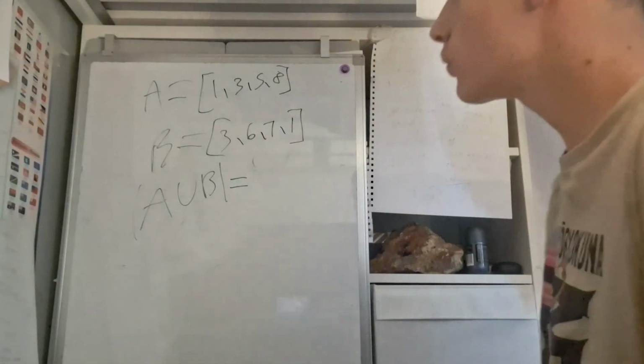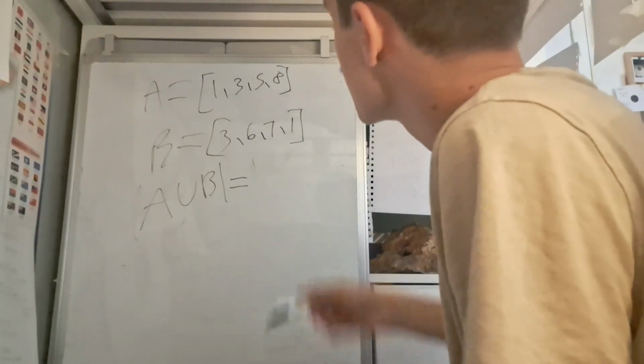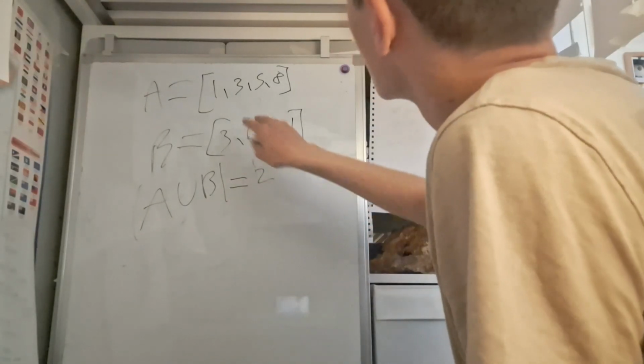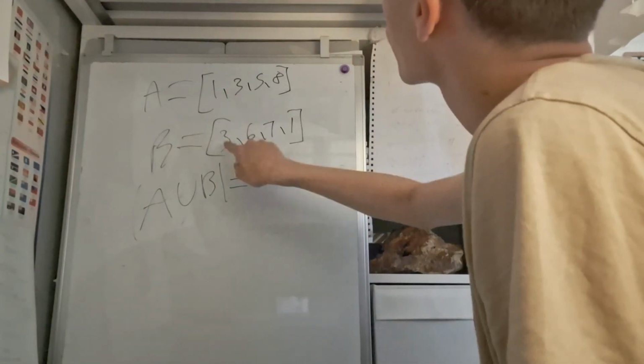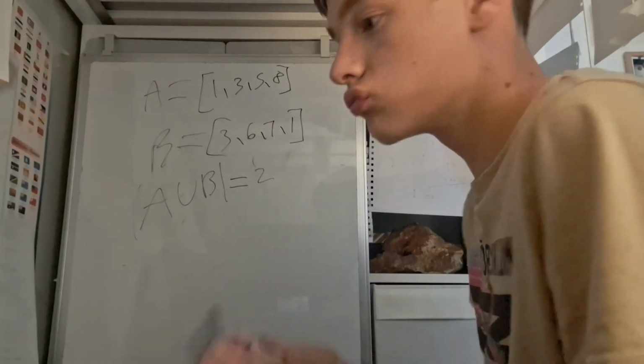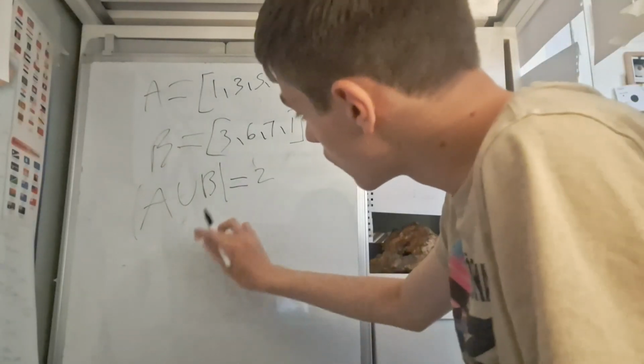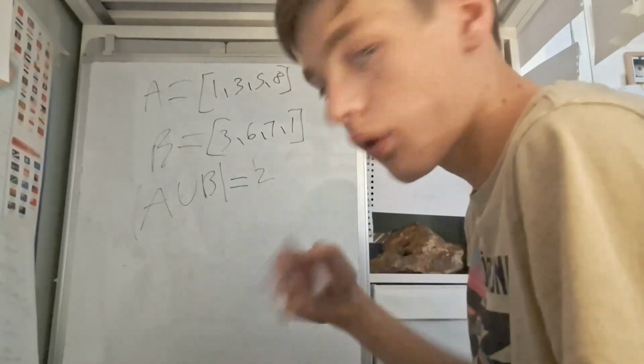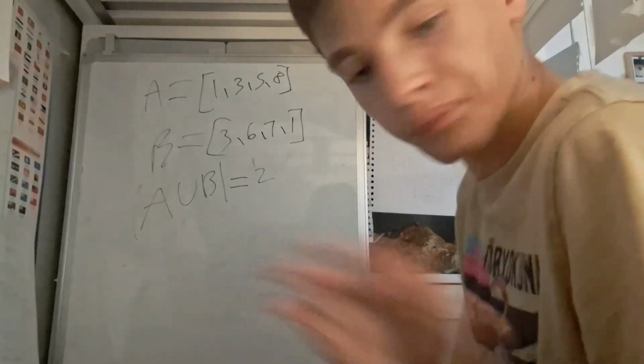The cardinality between A and B is 2, because they both share 1 and 3. So that means there's 2 objects, or 2 things in that point that they cross over, so cardinality is 2.